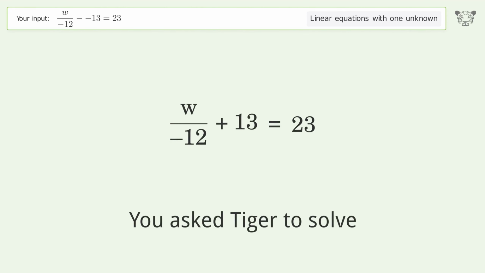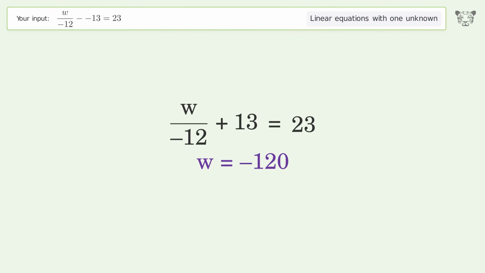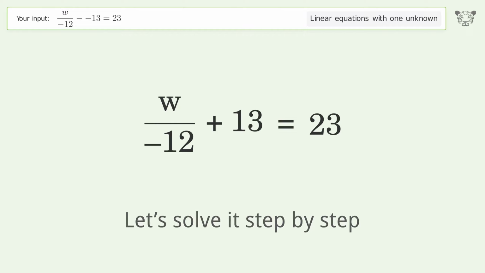You ask Tiger to solve. This deals with linear equations with one unknown. The final result is w equals -120. Let's solve it step by step.